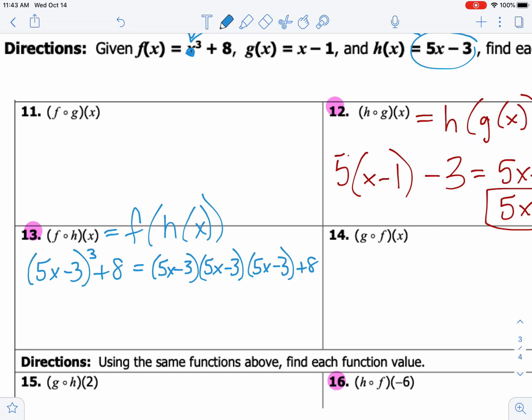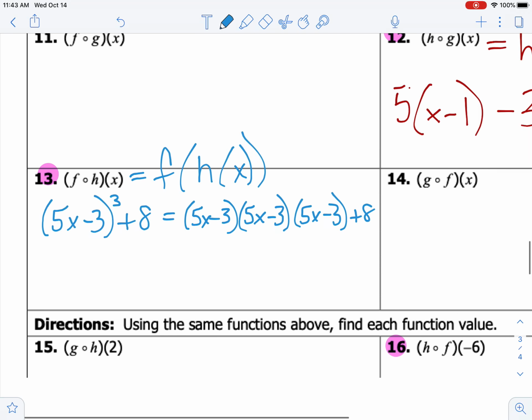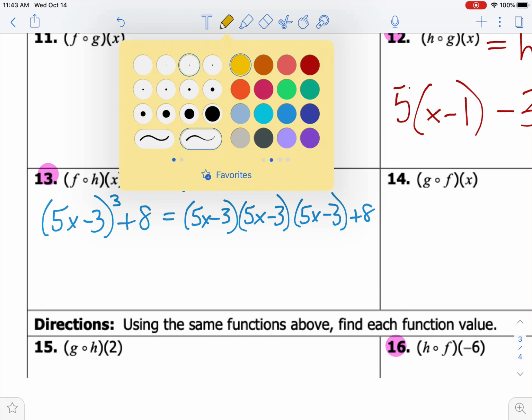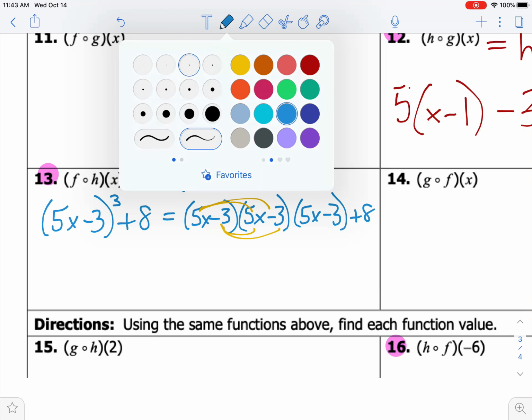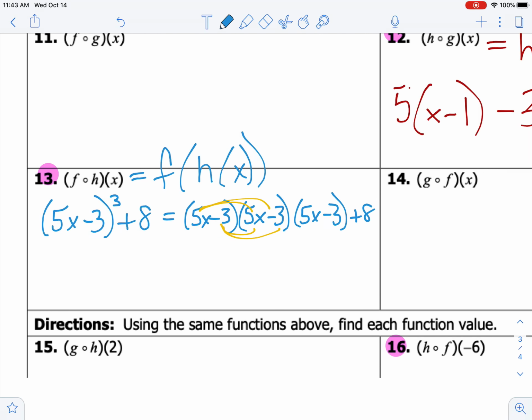Okay, so I'm going to take that and distribute 2 times. I distribute first, distribute, then I'll get a trinomial, and then I'm going to have to distribute again. Five x times 5x is 25x squared. 5x times 3 is negative 15x. And negative 3 times negative 3 is 9.